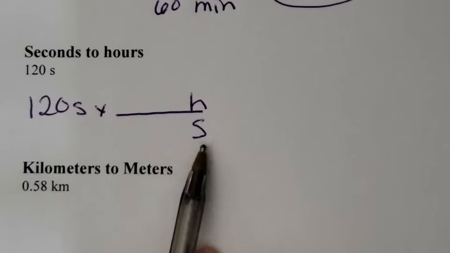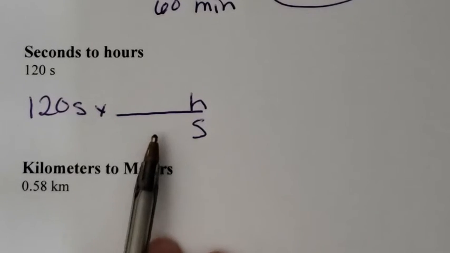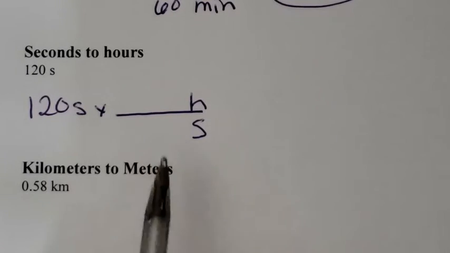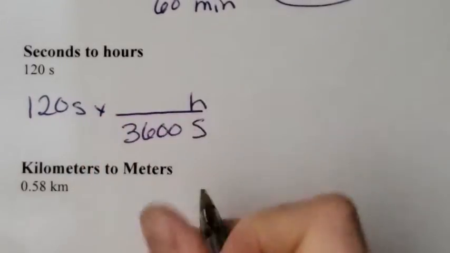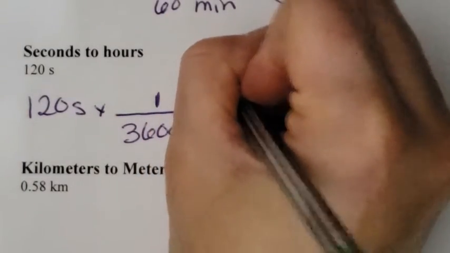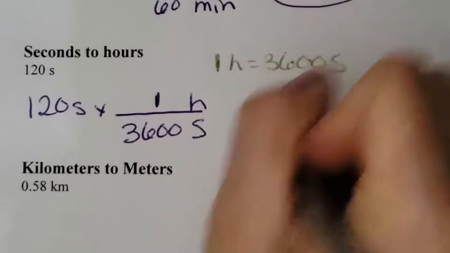Next thing you have to ask yourself, do I know how many hours are in 1 second? No, I don't. But I do know how many seconds are in 1 hour. If we think about it, there's 60 seconds in a minute and 60 minutes in an hour. So 60 times 60 is 3,600. That's a number that you need to know. So someplace in the back of your mind, realize that 1 hour is equal to 3,600 seconds.